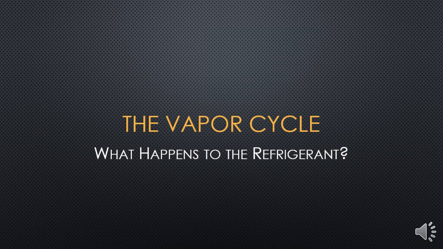Today I want to talk about the vapor cycle air conditioning system, and specifically what happens to the refrigerant in the vapor cycle system as it turns from a vapor into a liquid and from a liquid into a vapor via the transfer of heat energy.